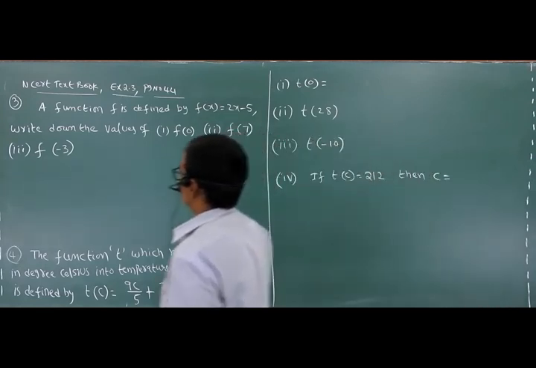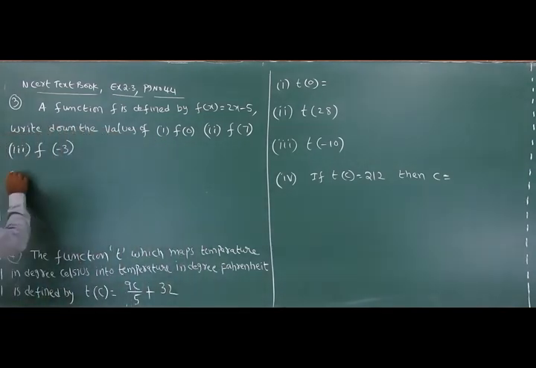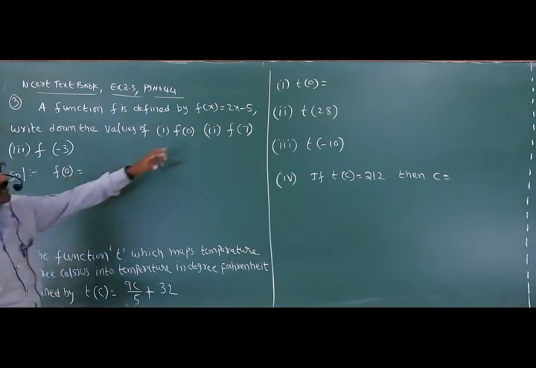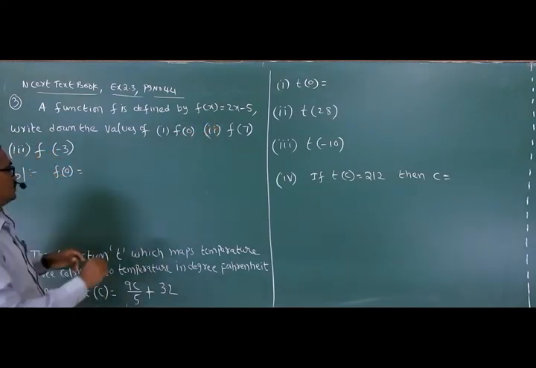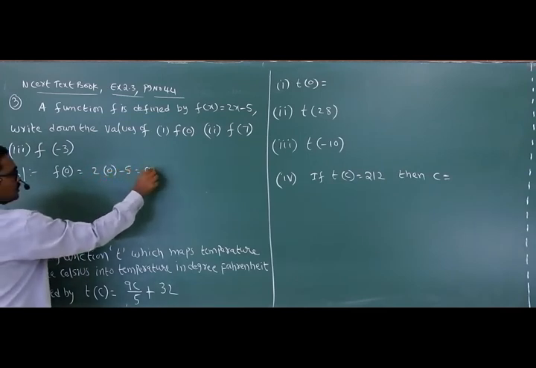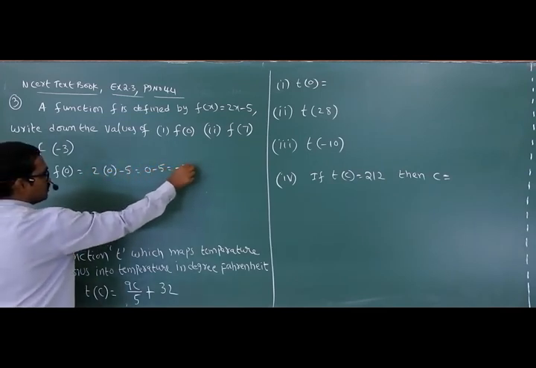First one is f of 0. Solution. f of 0 is equal to, put x is equal to 0 in this function. 2 into 0 minus 5. 0 minus 5, that is equal to minus 5.